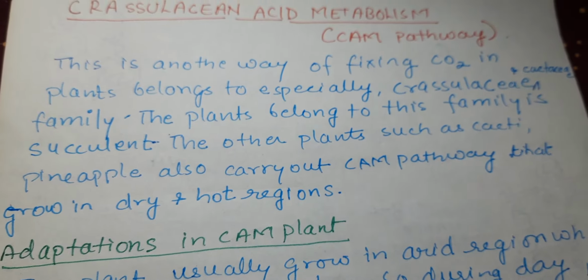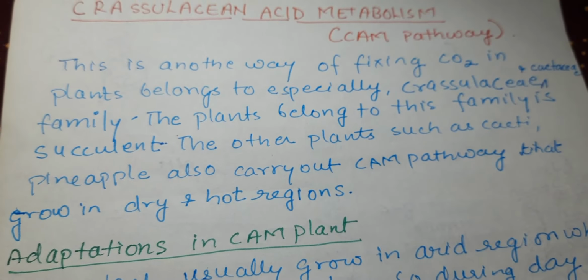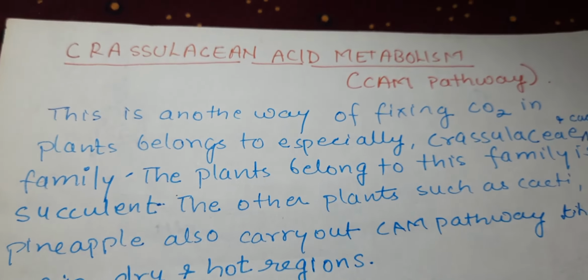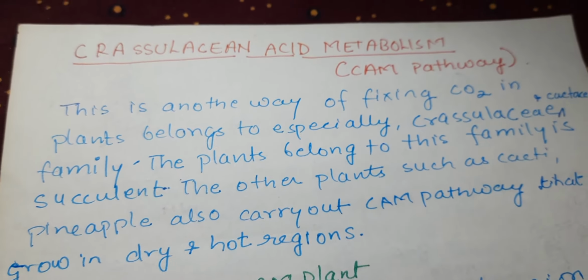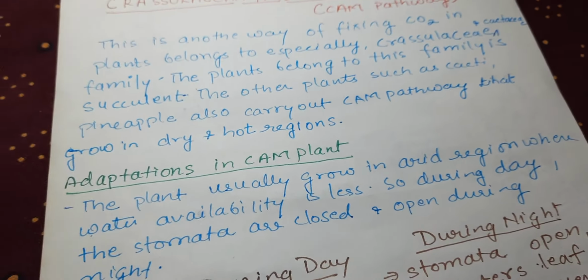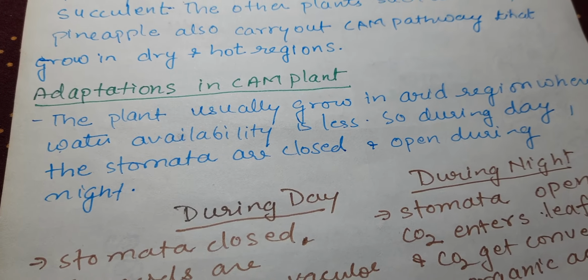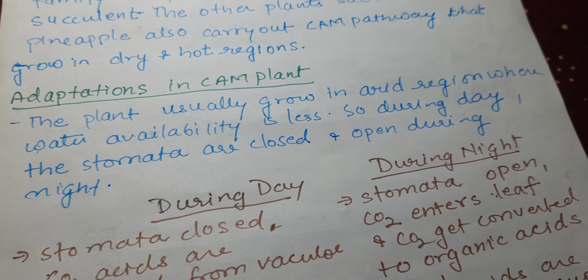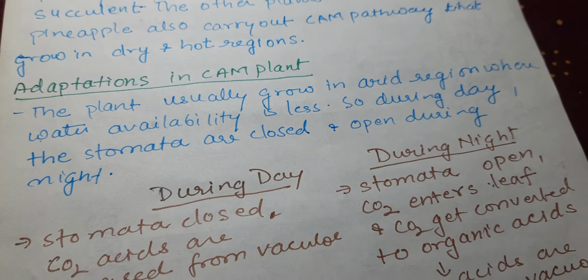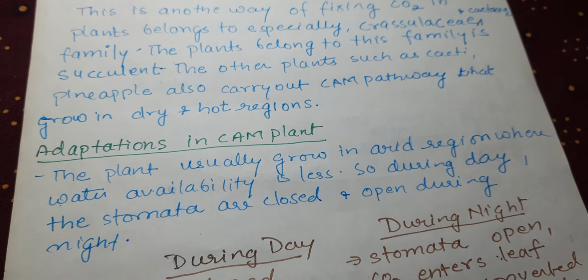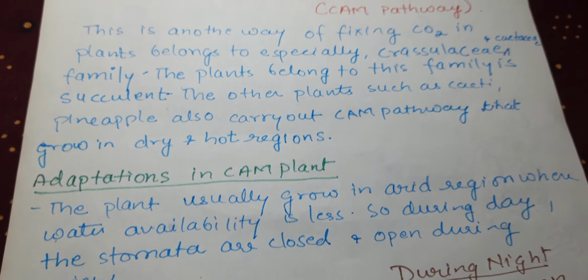Those plants which grow in arid or hot regions all follow this cycle, and usually this is associated with conservation of water in the plant. If you look at the adaptations in CAM plants, the plant usually grows in arid regions where water availability is less. So during the day, the stomata are closed and open during the night.